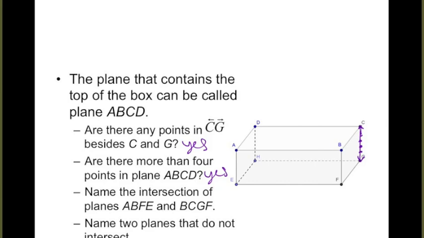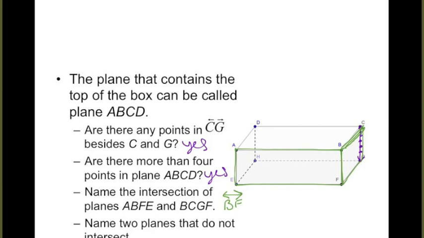Name the intersection of ABFE and BCGF. So ABFE is the front, and BCGF, the side. BF. It doesn't matter whether we call it BF or FB, but we do need to use capitals, and we do need to use the line symbol above it. The order of the letters does not matter, but we do need to use capitals, and we do need to use the right symbol.